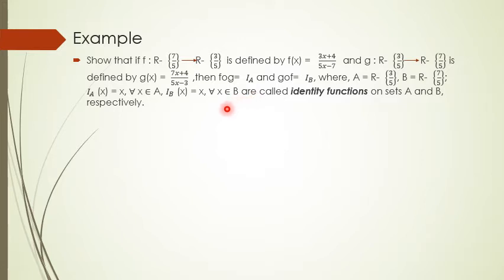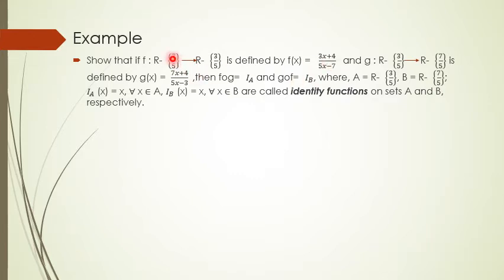and we also need to show that f of g equals identity and g of f is also an identity function. Here the domain of f composition g is A, where A is the set of all real numbers except 3 by 5, and the domain of the function g of f is B, where B is the set of all real numbers except 7 by 5.